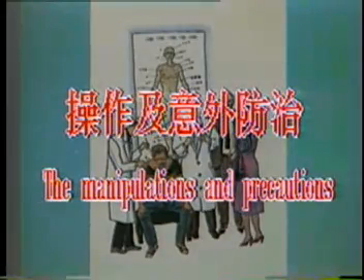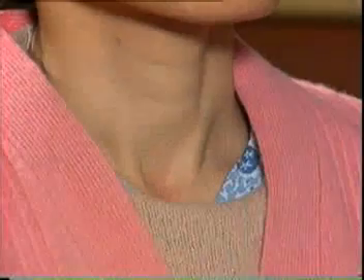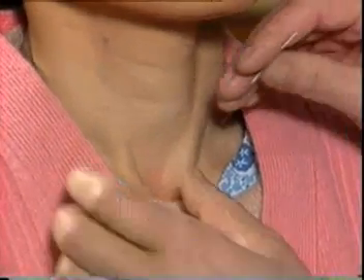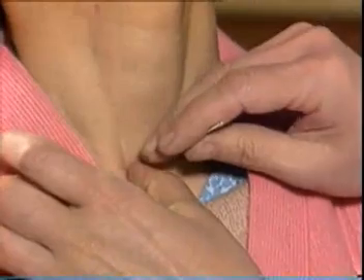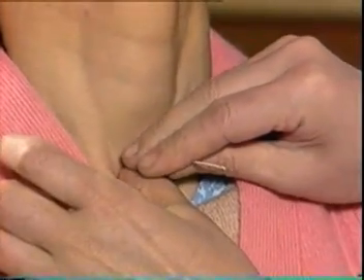天突针刺，一般有浅刺、深刺两法。The shallow insertion and the deep insertion. The shallow insertion needles the point perpendicularly to about 0.3 to 0.5 tun.